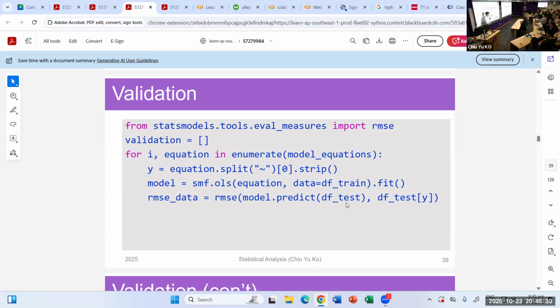See, I base on test. And I compare the test one. Okay, so I fit the model based on train. I evaluate based on test.